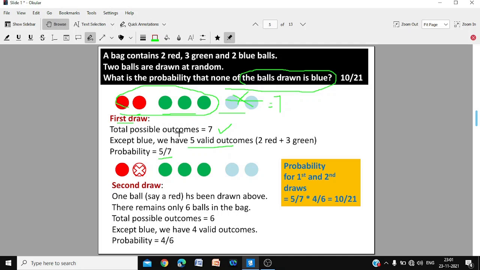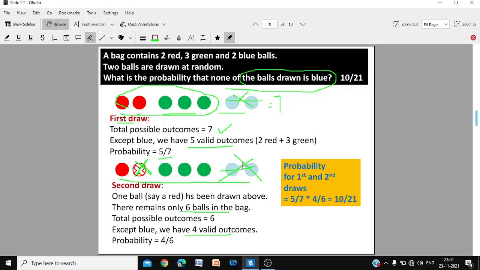Now except blue ball, some other ball has been taken out. We suppose that this red ball has been taken out. So this red ball is no longer in the bag. So the bag now contains only 6 balls, because this ball you have already withdrawn. And out of this, again, I do not want a blue ball. So we strike out the blue ball, and the remaining we get possible outcome, 4 valid outcomes if you do not want a blue ball.